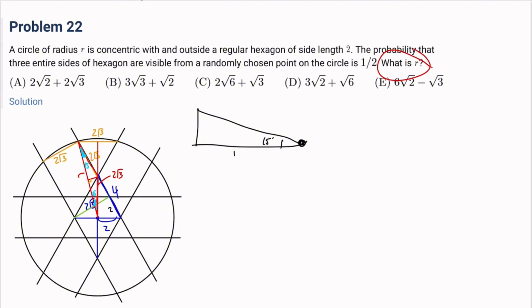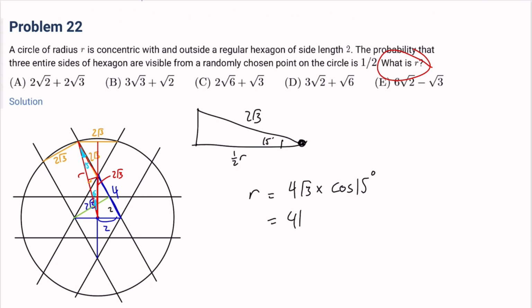This is half of the radius, and this is 2 root 3, right? And since we have this and this, and since we have this 15 degrees and this 2 root 3, that means 1/2 of r is going to be 2 root 3 times cosine of 15 degrees. So that means 1 whole r is going to be 2 times 2 root 3 times cosine of 15, which is 4 root 3 times cosine of 15.